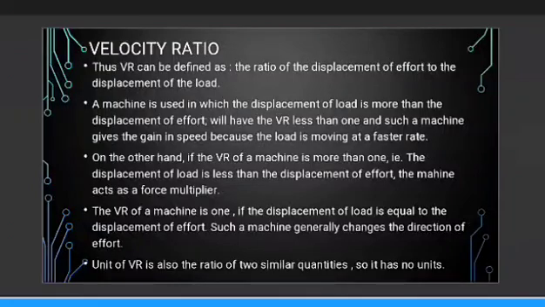Just like MA, we have VR. If MA is greater than 1, I will say it is a force multiplier. Same way, if VR is greater than 1, I will say it is a force multiplier. If VR is less than 1, I will say it is a speed multiplier. If VR is equal to 1, I will say it is used to change the direction. VR will have no unit since it is the ratio of same quantity.